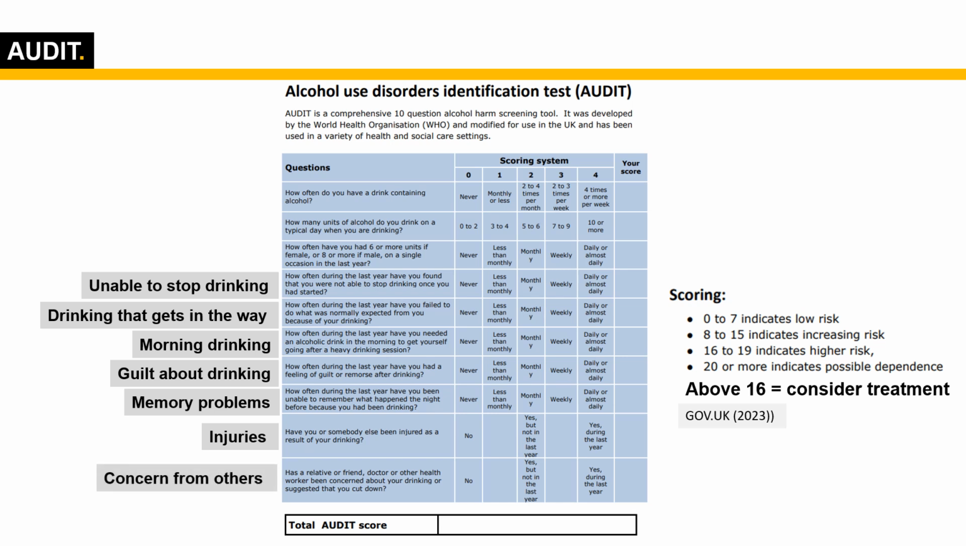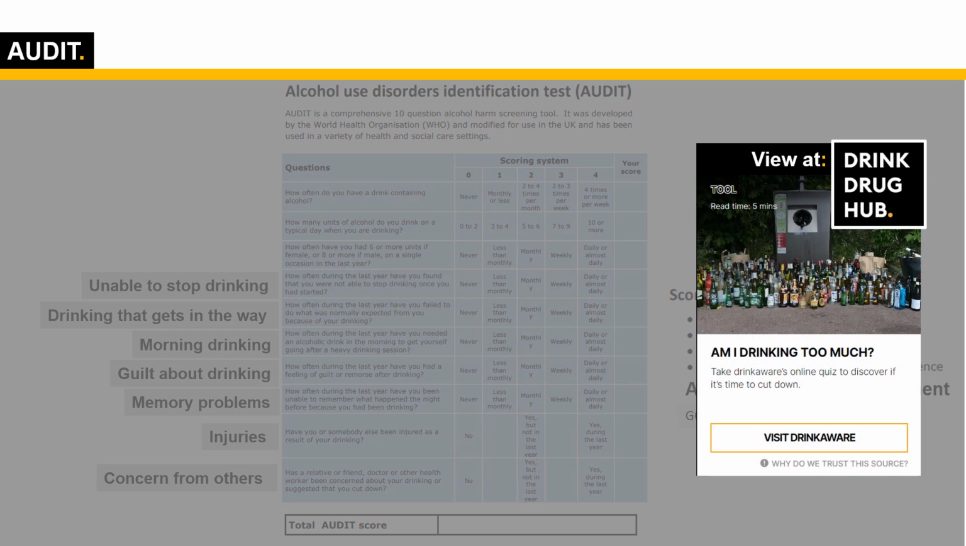These would be all things that you would score against. Your maximum score here would be 40, and anything above 16 would be considered the threshold where treatment would be worth considering. Now you can actually take part in that tool yourself through Drink Drug Hub. We've got it linked to the website, and you click on that icon there and it will take you to that resource to answer those questions, and it will give you your own score.